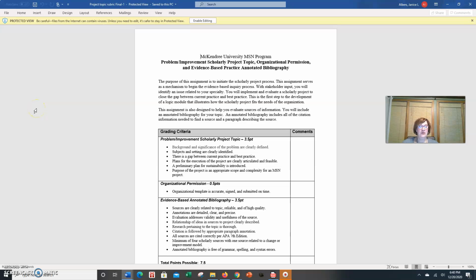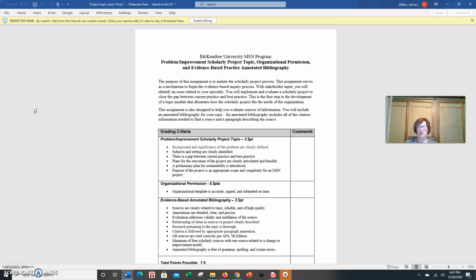Okay, this is an overview of the beginning of your scholarly project. As part of your project, you're discussing with your preceptor what area of focus you want to have. And this is where we're going to get started to really nail down your specific identification of a problem or improvement. What are you going to focus on for your scholarly project?